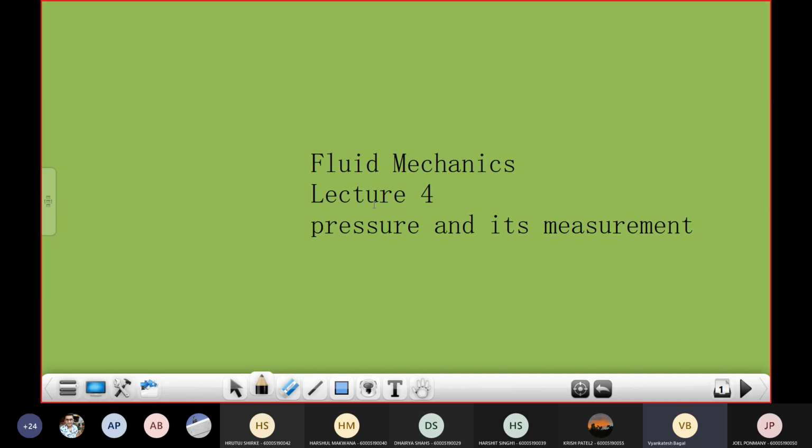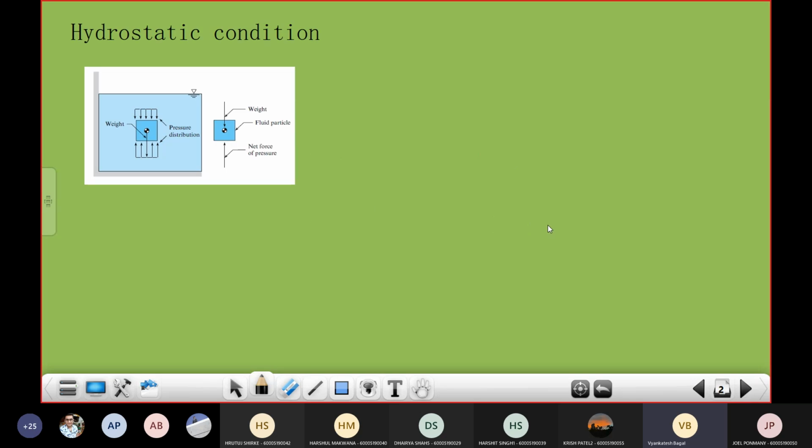Okay, fine. So moving further, today we'll talk about the pressure and how to measure the pressure, or what are the instruments used to measure the pressure, right? So before we proceed further, let us talk about a few concepts like what is hydrostatic condition. Now I'm going to talk about hydrostatic condition. Now look at the diagram, pay attention.